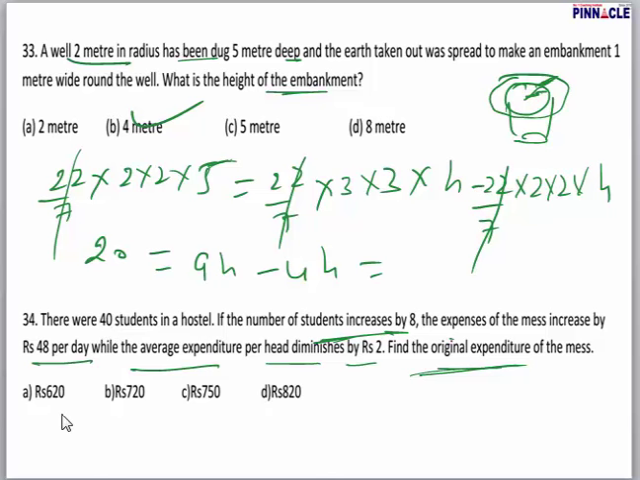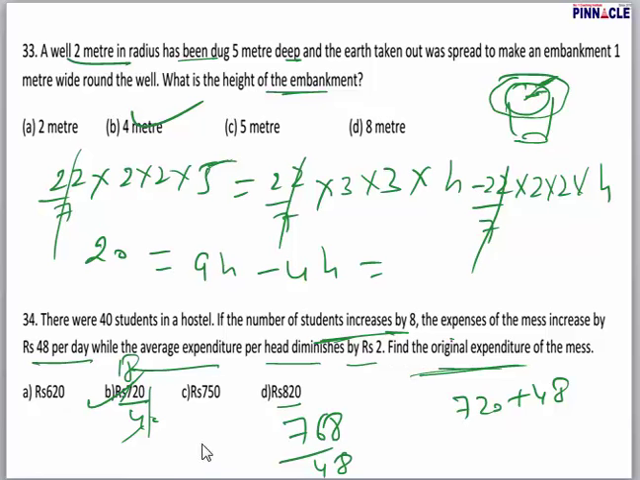Now 62 by 40, it is not divided by 40. This is divided by 40. It means this can be the answer. This is not divided. Only option B is divided. So earlier diet was 18 rupees. Now 8 more students came, and the diet became 720 plus 48, because 48 rupees increased. You can do 768 divided by 48 and 720 divided by 40.